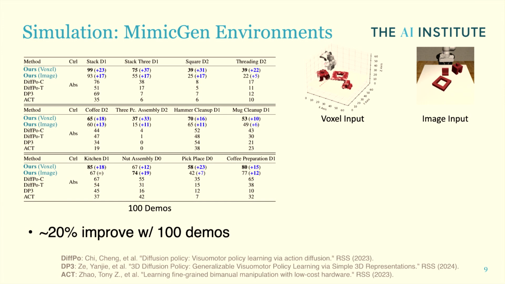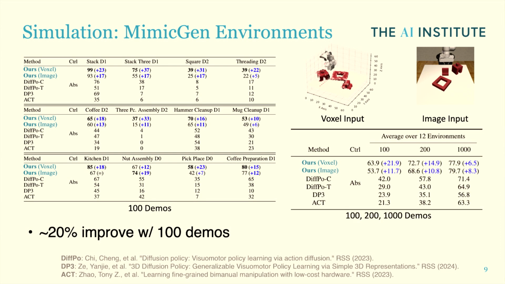On the left table, we show the performance comparison when all the methods are trained with 100 demos. We can see that both versions of our model are outperforming the baselines, while the voxel version of our model is achieving a roughly 20% improvement across the board.